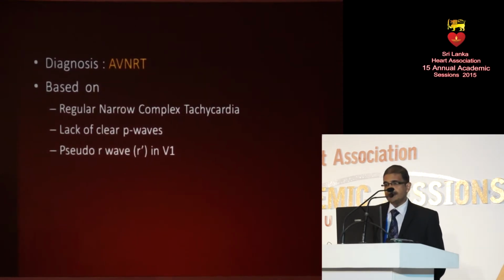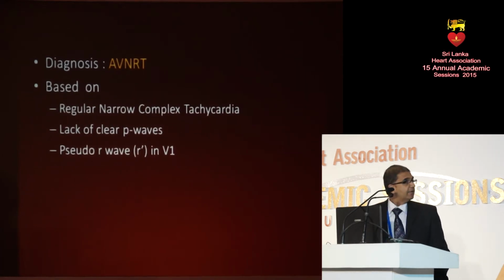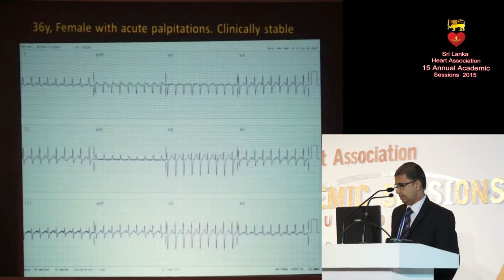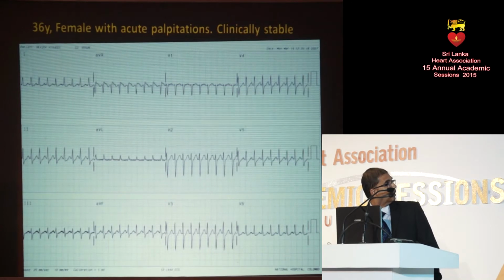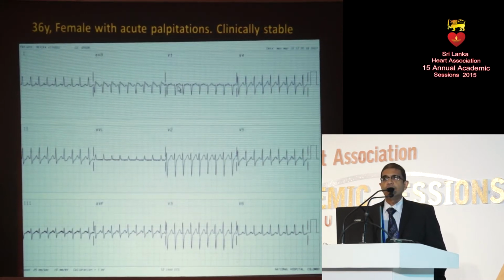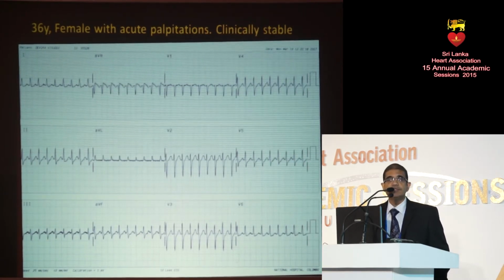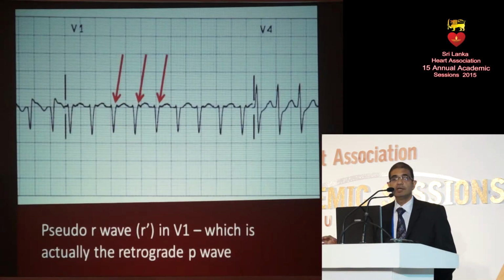So as I said earlier, it's a narrow complex tachycardia, and there's a lack of P waves, right? You might also notice, if you look back again, if you look at V1, there is a small R prime in V1, right? And that is actually the P wave, the retrograde P wave that is seen in AV nodal reentrant tachycardia. So the retrograde P wave is seen as R prime. And as an enlarged version we have here, that is what you see.